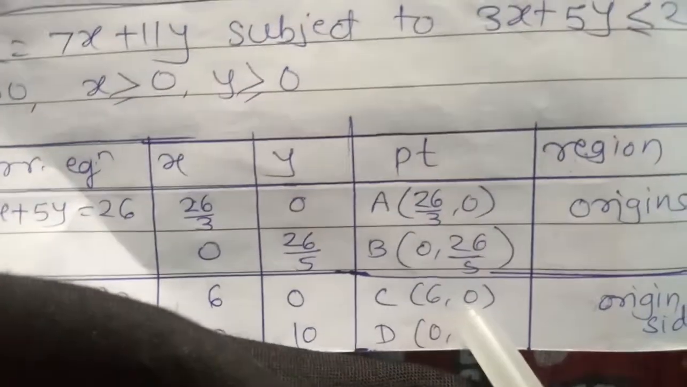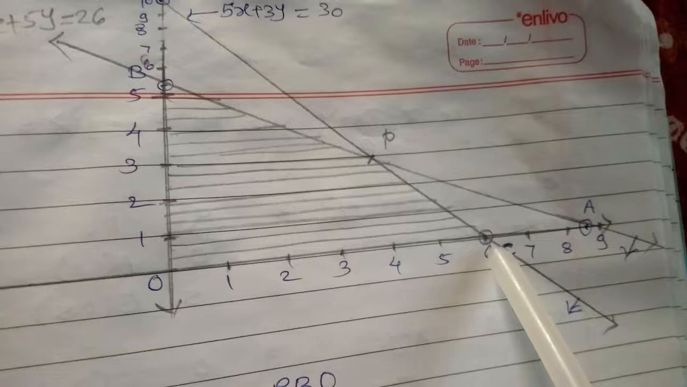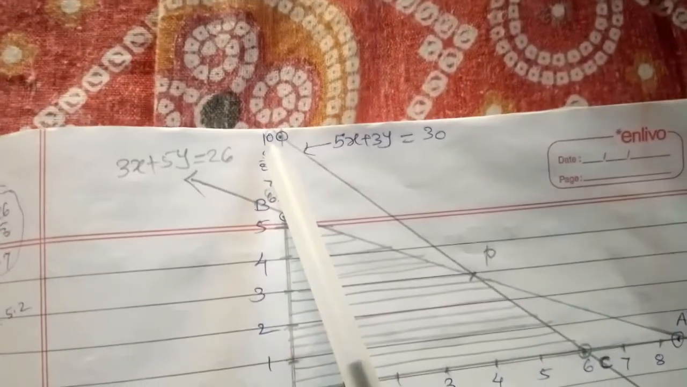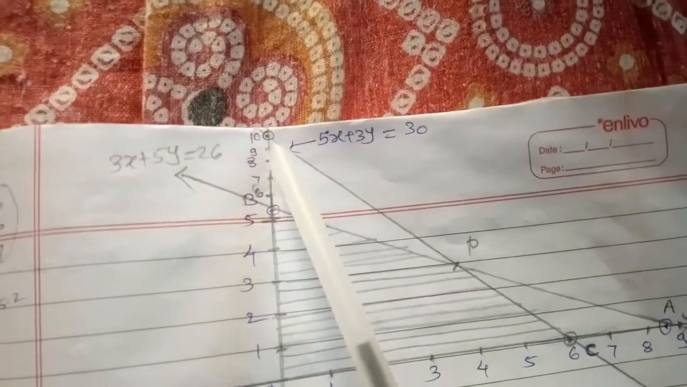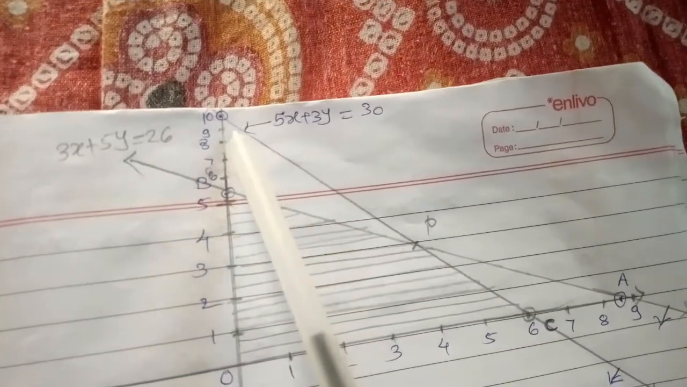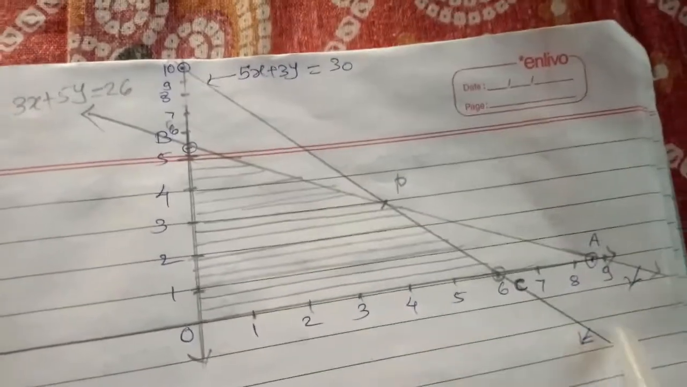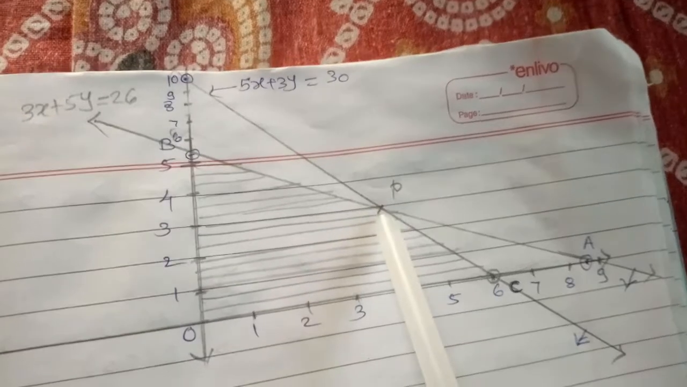So C having the coordinates 6, 0 and D is 0, 10. So 6, 0, here is the 6, 0, so my C point is here, and D is 0, 10. Now again we have to join this line, that is C and D. So here is my D point, and this is the line of the equation 5x plus 3y is equal to 30. Now see, these two lines intersect at point P.